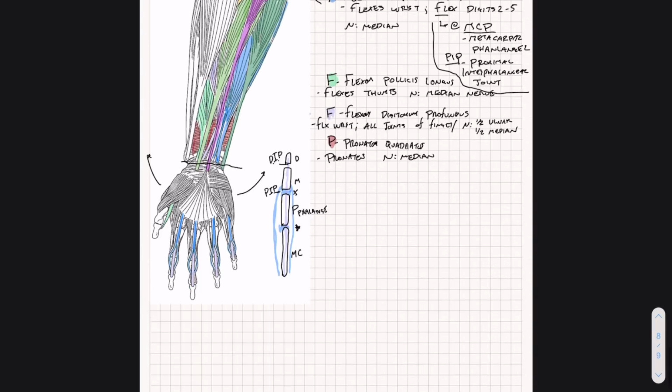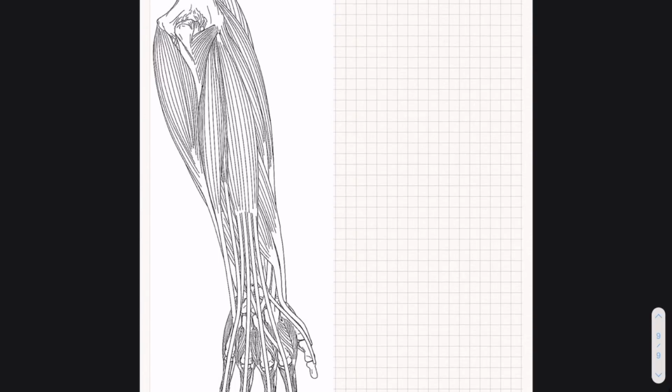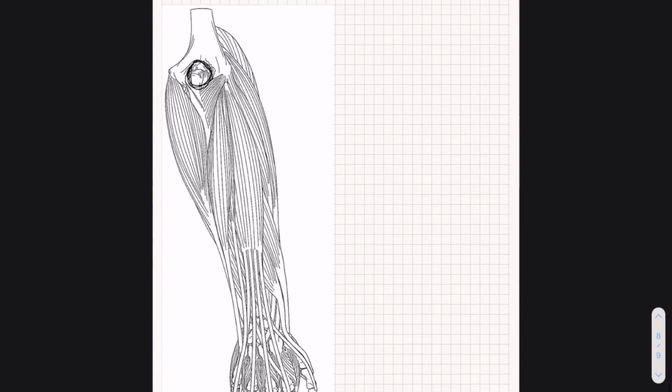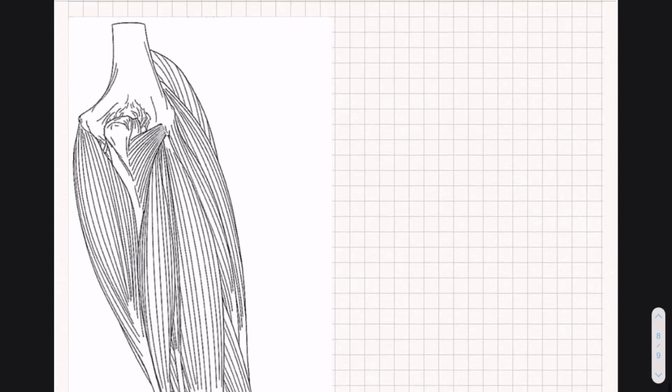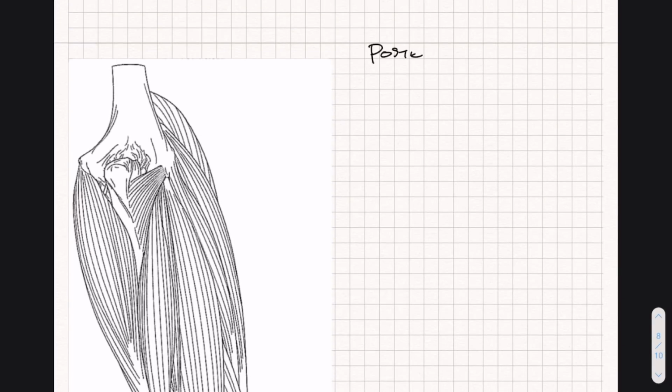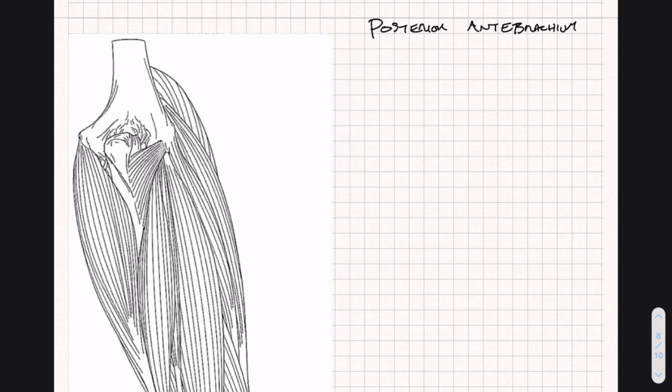Okay, now we're going to move to the posterior view. So we're looking at the posterior. Here's the elbow olecranon. So that's kind of how I would know we're looking at the posterior view. There are 12 muscles here. Nice thing about this is the nerve is the radial nerve. So the radial nerve innervates all of those. So that's the one nerve for 12 muscles.